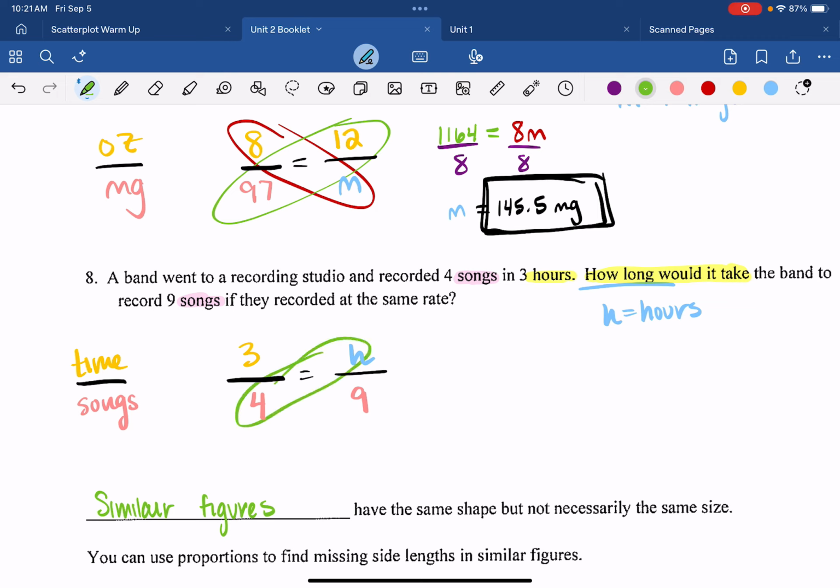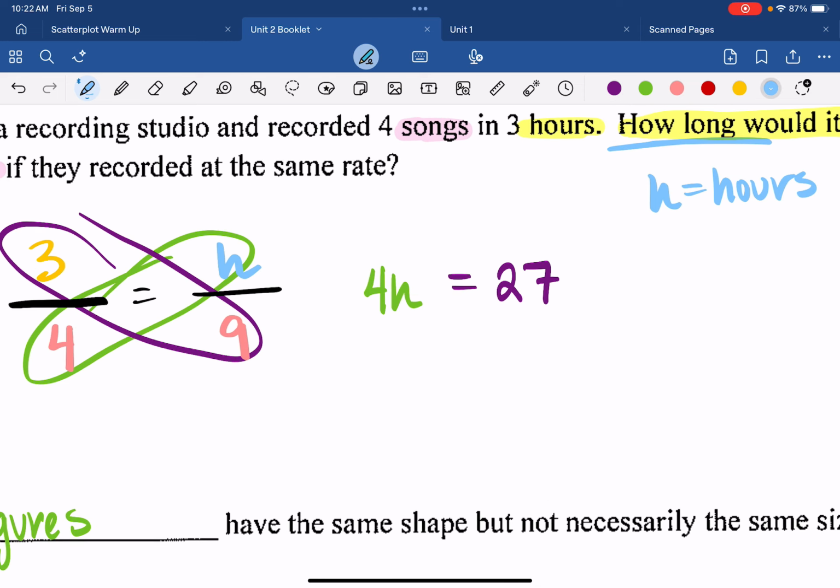So I'm going to do 4 times h equals 3 times 9, which gives me 27. Now I'm ready to solve. I'm going to divide both sides by 4. 27 divided by 4 gives me h equals 6.75 hours.